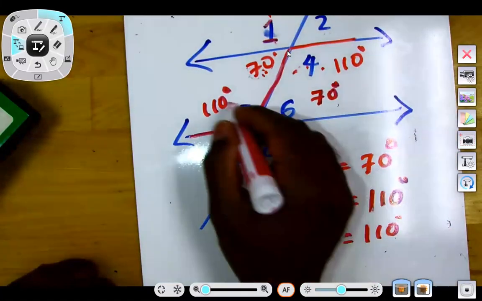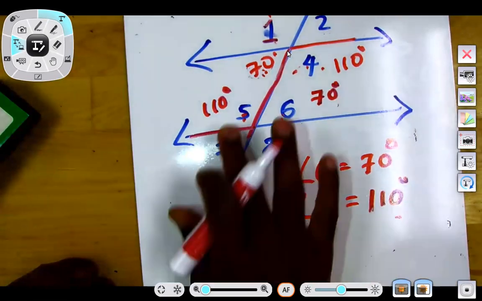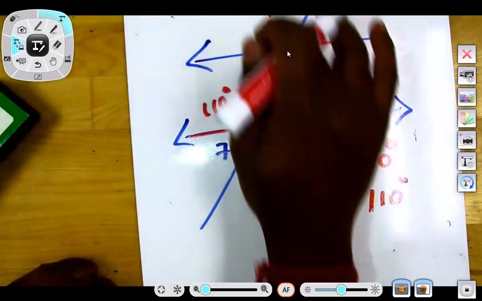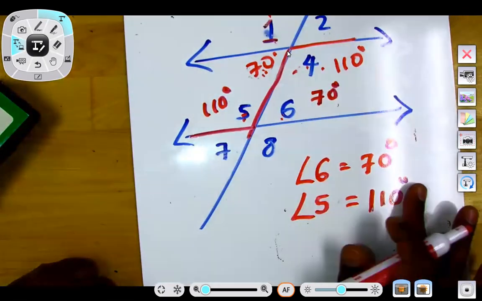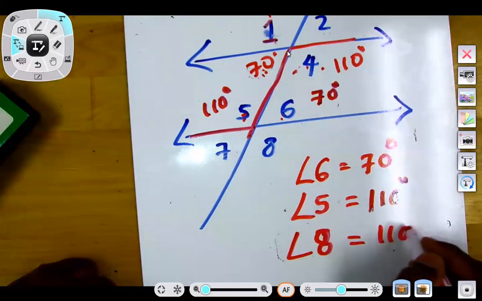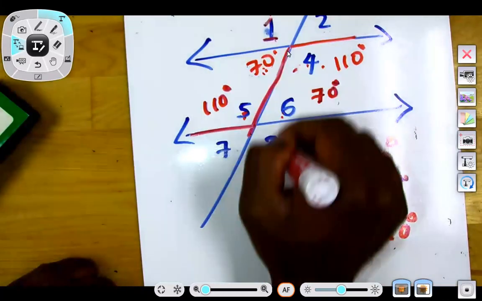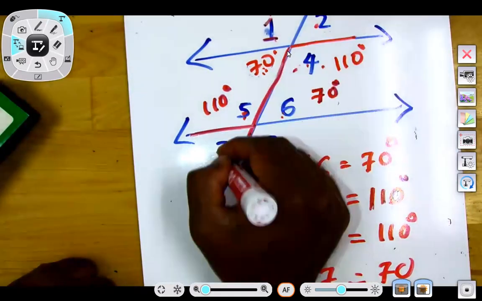And angle 8, no, sorry, angle 7, I just made a mistake. Angle 1 and 8 are alternate exterior angles. Angle 8 is equal to 110 degrees because they are alternate exterior. In the meantime, angle 7 is going to be 70 because these two are alternate exterior.